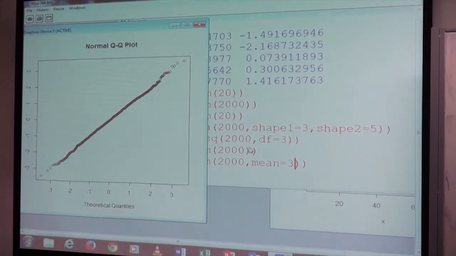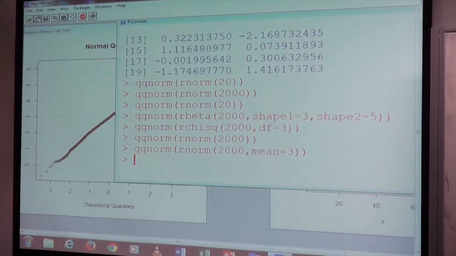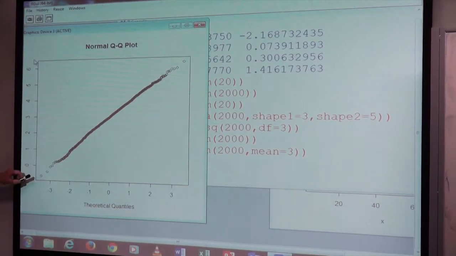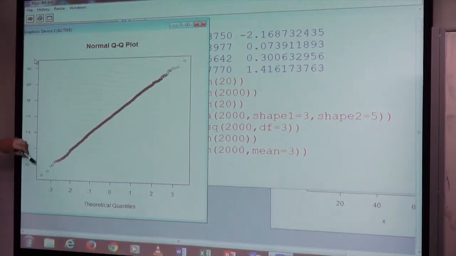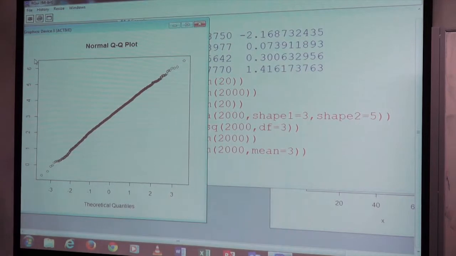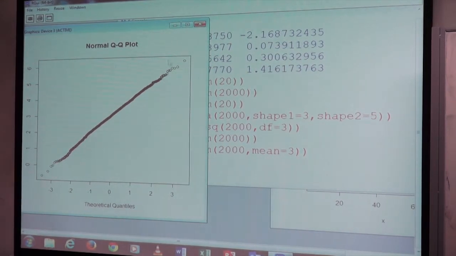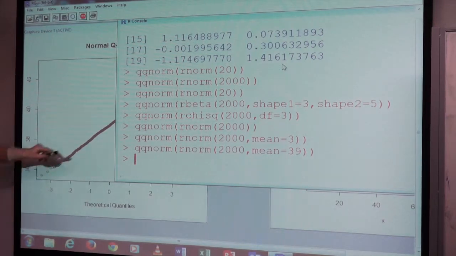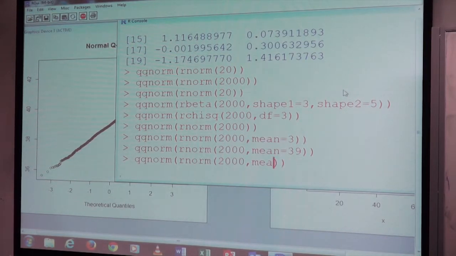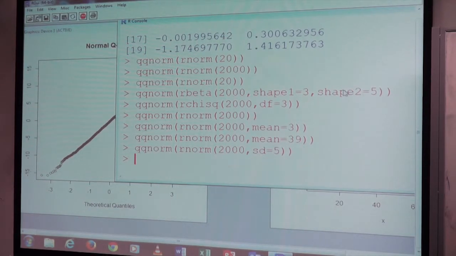And of course, it's rescaled the axis, but now you can see that the mean is 3, and it's going up to 6, down to 0 and up to 6. We can change the mean to be what we like. There you go. But we can also change the variance as well. Let's go back to mean equals 0. Standard deviation equals, let's say, 5. Well, let's go back to 1.